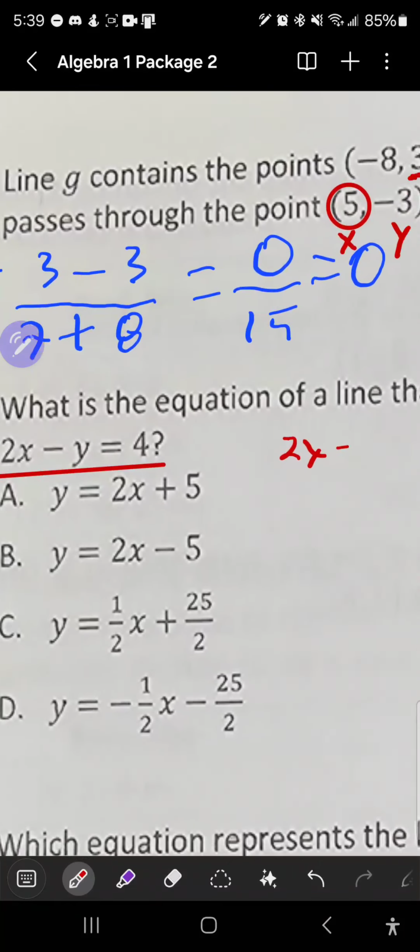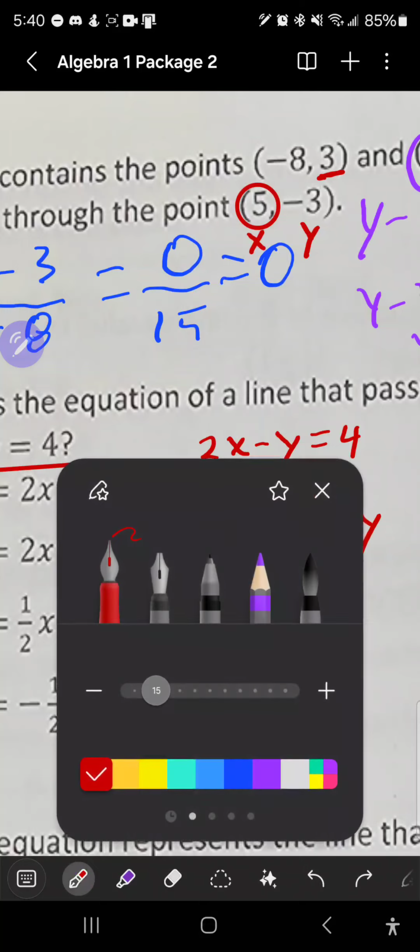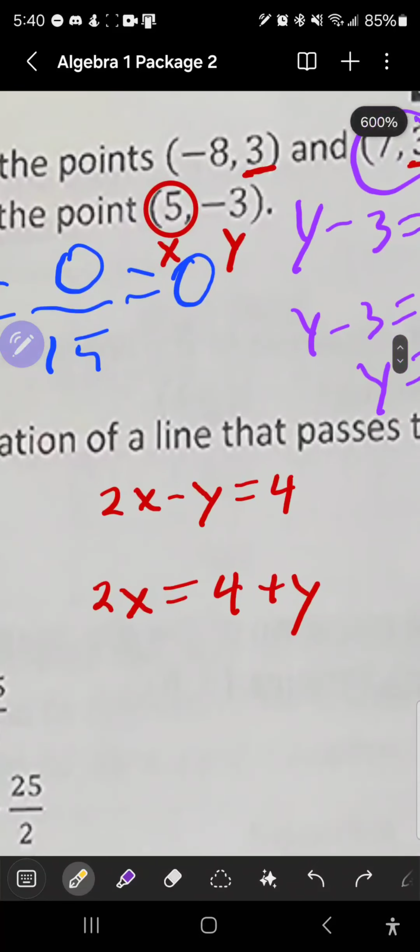We have 2x minus y equals 4. I'm going to add y to both sides, and I get 2x equals 4 plus y, because when I add y here, this cancels out, and then plus y. So we have 2x equals 4 plus y.